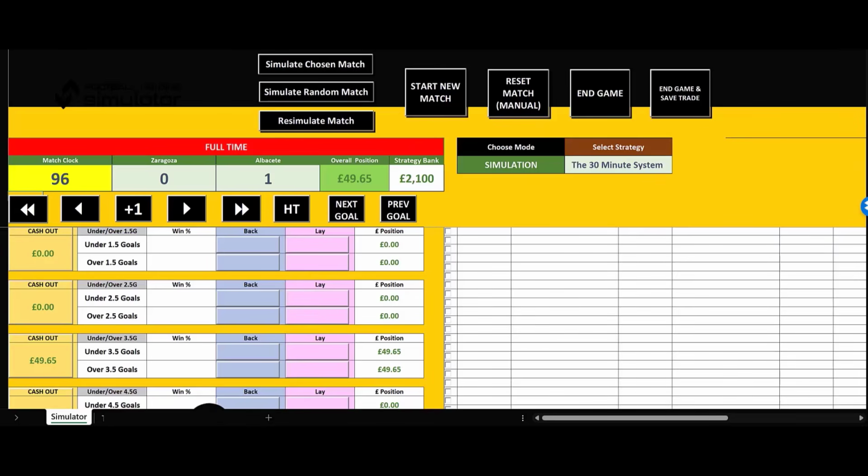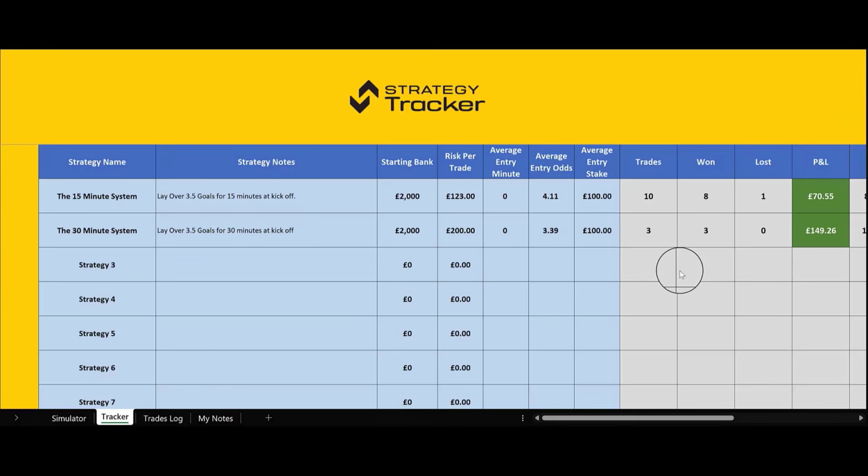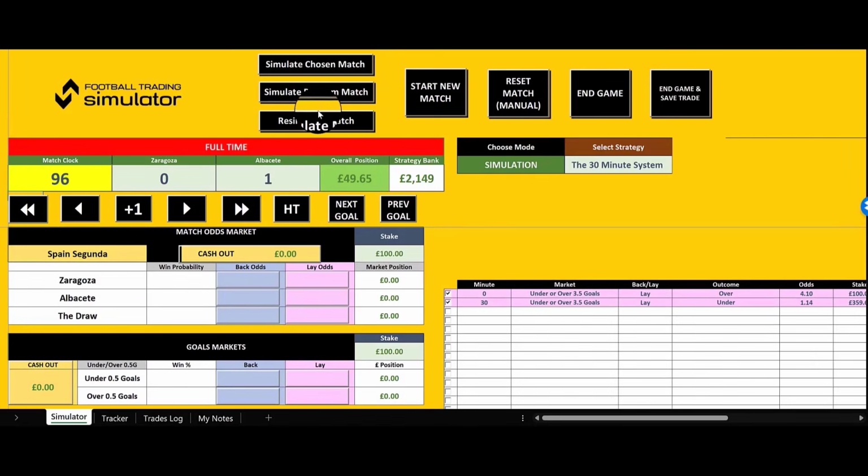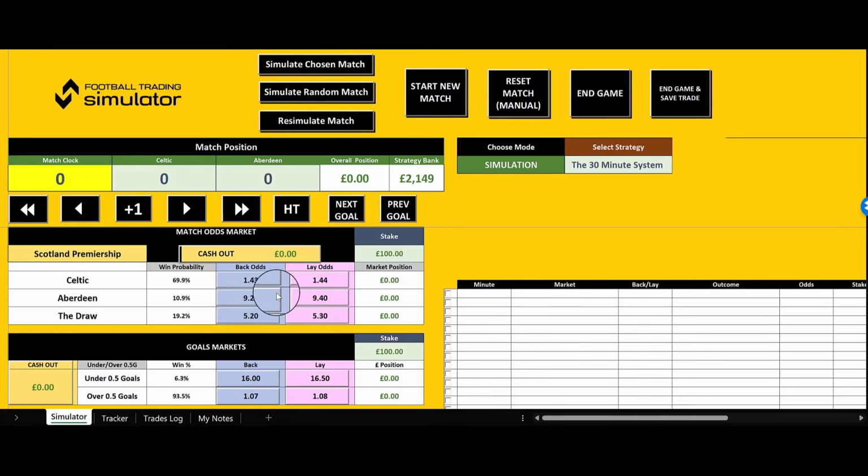And then obviously we do want to double check that the tracker is saving everything as planned. So we're going to have a quick look at that once it resettles. And there it is on the tracker. So 3 trades, 3 wins. It's been a very solid start to this one. But I did say we have to expect there's going to be more losses with this particular strategy. We're staying in the market for longer.